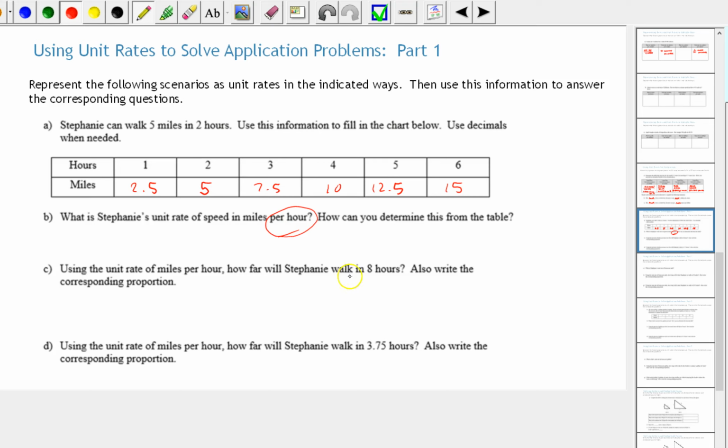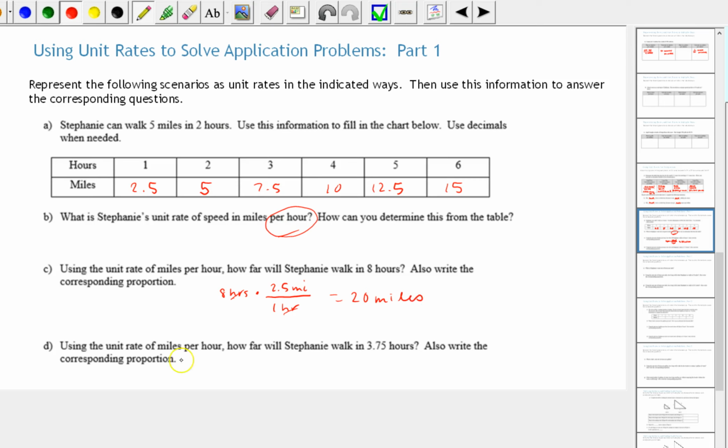Using the unit rate, how far will she walk in 8 hours? They might just add on 5 to 15. That's one way to think of it. Or they can also say 8 hours times, and set up the appropriate multiplicative comparison. It's 2.5 miles per 1 hour. So notice how we're using unit analysis again. The hours cancel, the miles are left over. That's 16 and 4, which is 20 miles.